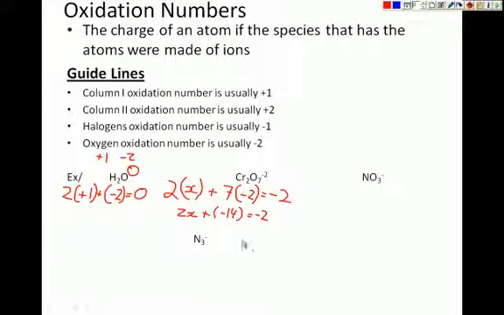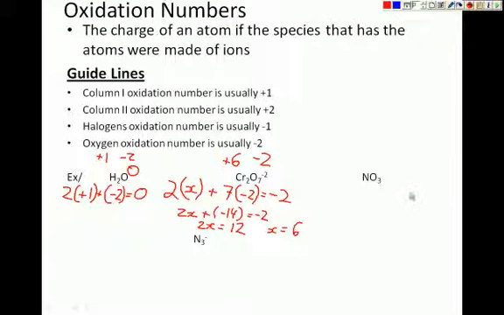If we simplify this a little bit, we have 2x plus -14 equals -2. Therefore 2x equals 12 and x equals 6. So the oxidation number of one of these chromiums is +6, and the oxidation number of one of these oxygens is -2. Okay, now let's take another look at another problem.